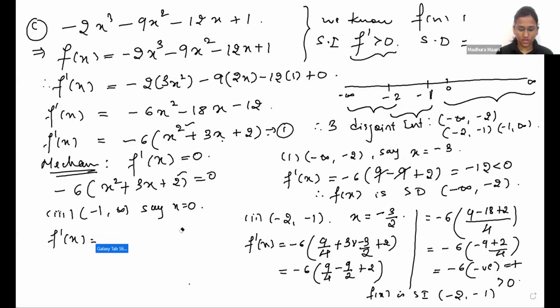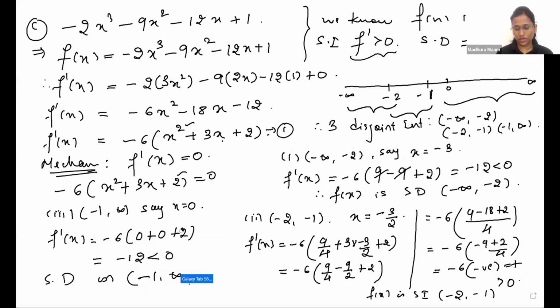So f dash of x. So minus 6 into 0 square, 0. 3 into 0, 0. Plus 2. Okay. So minus 6 plus 2, how much? Minus 12, which is less than 0. So again, what happens? f of x is strictly decreasing in which interval? Minus 1 to infinity. So these are your 3 intervals. So what happened? From minus infinity to minus 2 it decreased. And from minus 2 to minus 1 it increased. Again minus 1 to infinity it is decreasing.